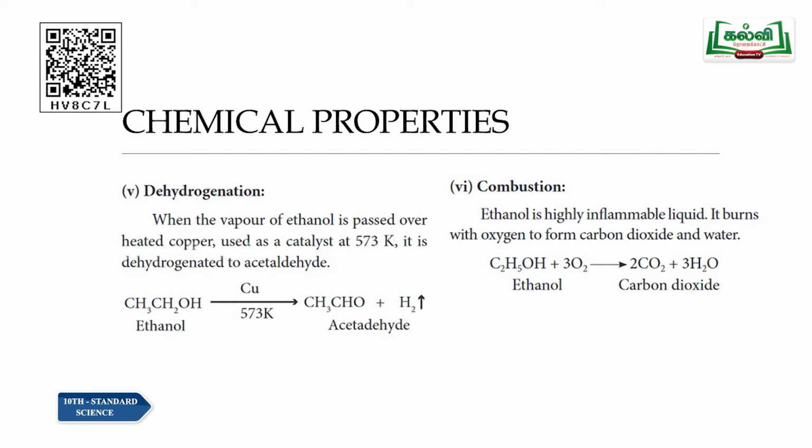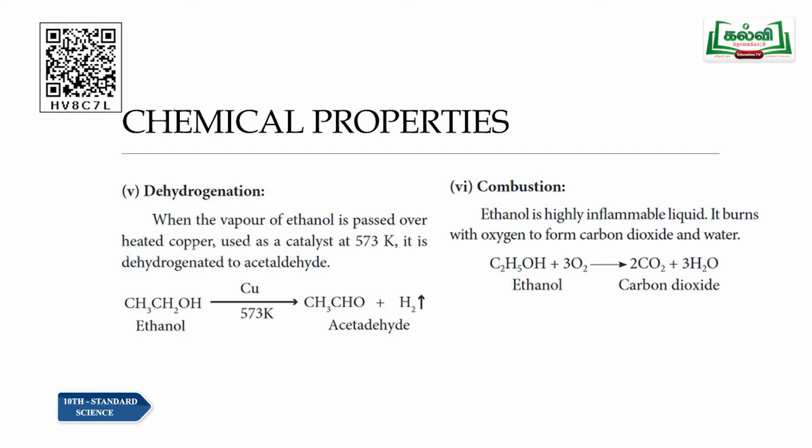When we said dehydration, it was removal of water. Dehydrogenation means removal of a hydrogen molecule. This takes place by heating ethanol at 573 Kelvin over copper. A hydrogen molecule is removed from ethanol and we get acetaldehyde and hydrogen. Now, acetaldehyde is an organic compound with a functional group CHO. So, from ethanol we can get acetaldehyde by making it undergo reaction with copper at 573 Kelvin.